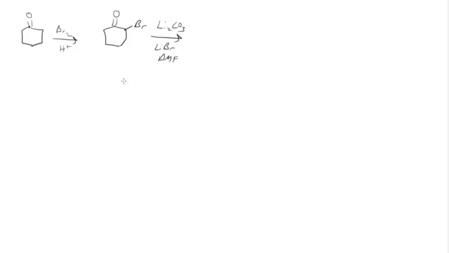DMF is dimethylformamide, or N,N-dimethylformamide. That's DMF. It's just a good polar aprotic solvent. This is going to be a strong enough base to deprotonate this and remove HBr, because what we get is an alpha-beta unsaturated carbonyl. So this alkene is especially stable because it's in conjugation with the carbonyl.